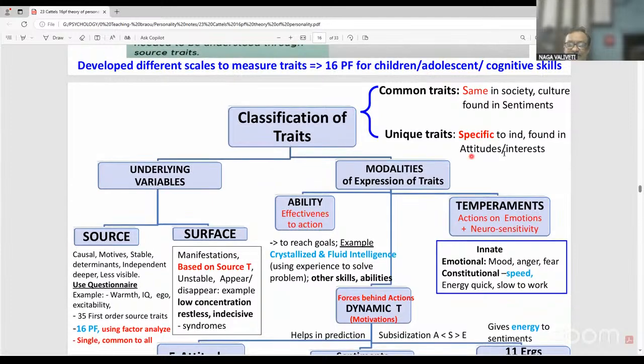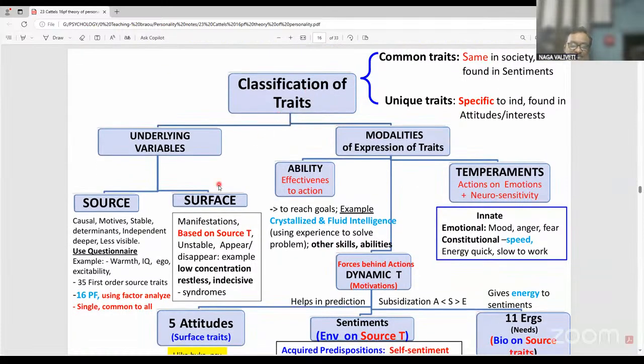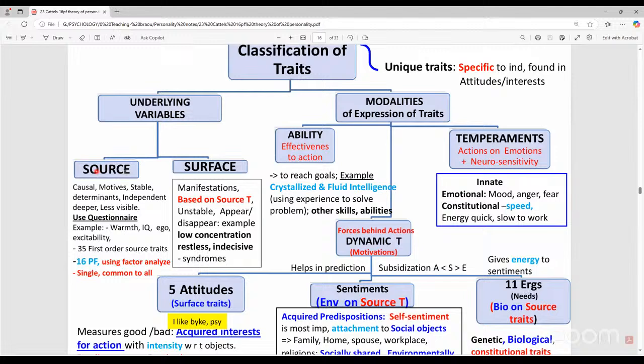Now classification, I already told that some common traits will be there. They are given by society and culture. This we will discuss later. Now we will go to the classification of traits, underlying variables, and there are 2 types. Surface means externally observable. Source means internal. So we already discussed a lot about that, how we arrived at the source.